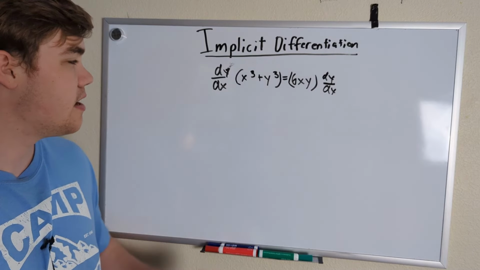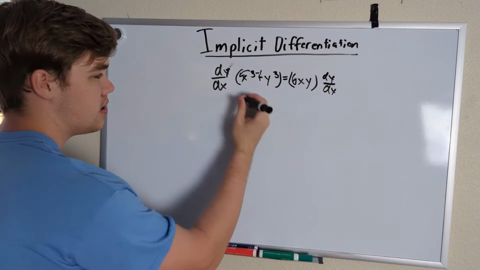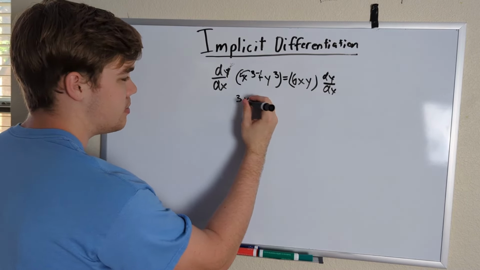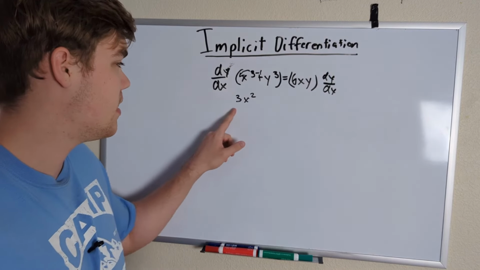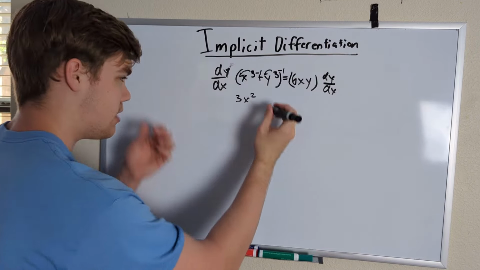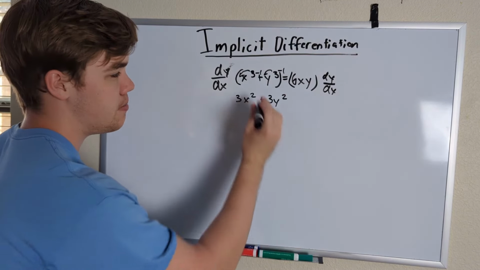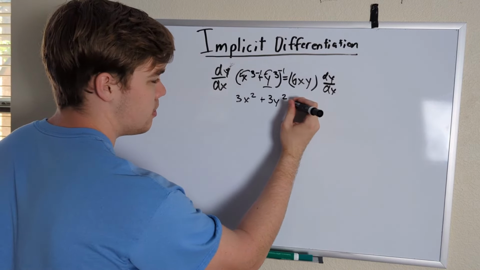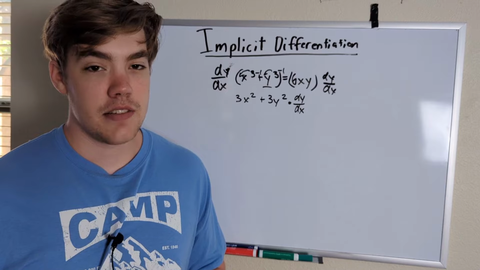Let's start with the left side. Just like before, we can use the power rule to find the derivative of x cubed. We bring our 3 down to the front times x. 3 minus 1 is 2, so our new power is 2. So the derivative is 3x squared. We do the same thing for y. We bring this 3 down to the front and subtract 1. So this is now 3y squared, but because there's a y variable here, we do have to multiply by dy/dx.